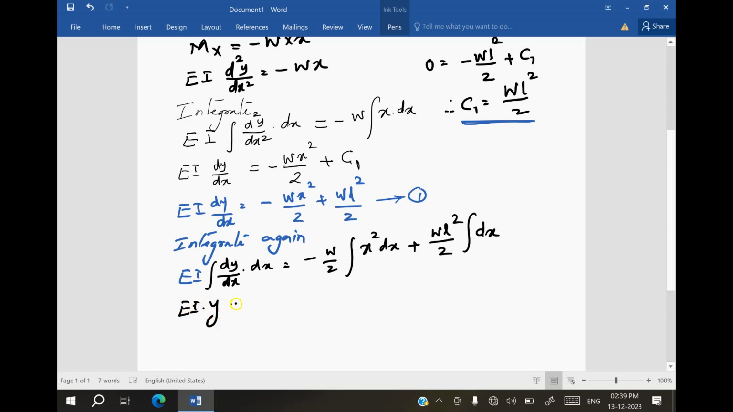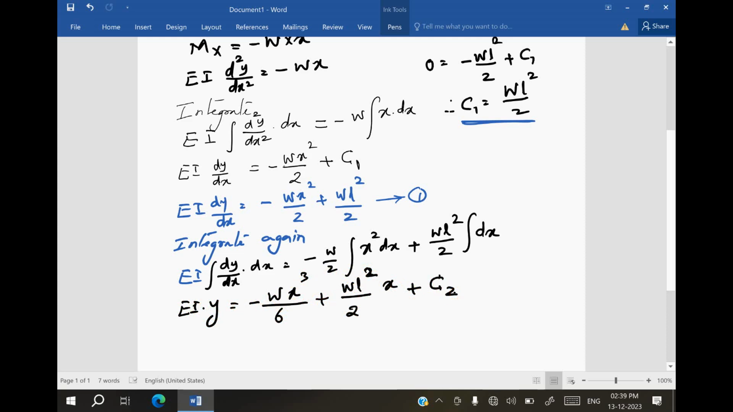into y is equal to minus wx cube by 3, 3 into 2 becomes 6. Okay. Plus wl square by 2 into integral of dx, which is x, is it not? x plus c2.